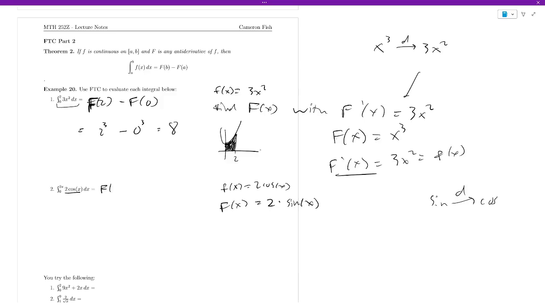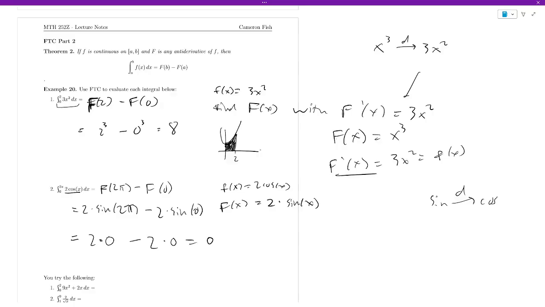So I just have to plug 2 pi into my big F, and plug 0 into my big F, and subtract them. So F of 2 pi is 2 times sine of 2 pi, minus 2 times sine of 0. So there's a little bit of evaluation. I have to remember my trig or use a unit circle, but I can get a number here. Sine of 2 pi is 0, and sine of 0 is also 0. So I actually get 0 out of this whole thing.